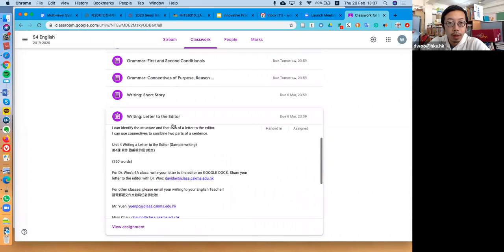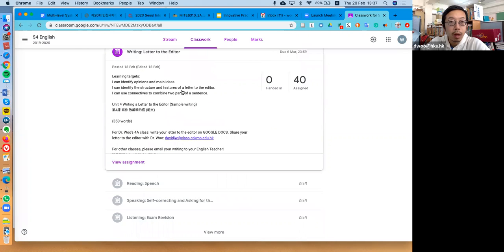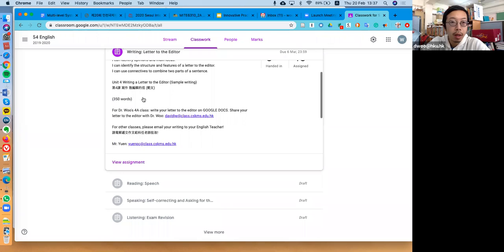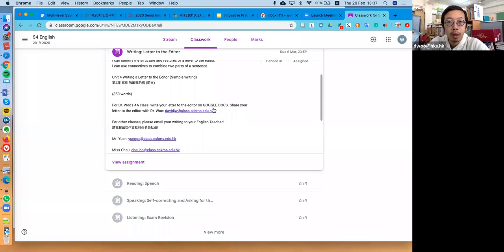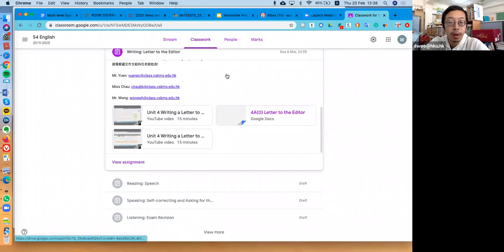Okay. So there are a few things to do. And we're going to try to have an opinion and main ideas. We're going to try to structure the letter properly, and we're going to try to use connectives. Okay, and maybe we'll try to write at most 350 words. And our class is going to use Google Docs. The other classes, well, they can email their teachers.